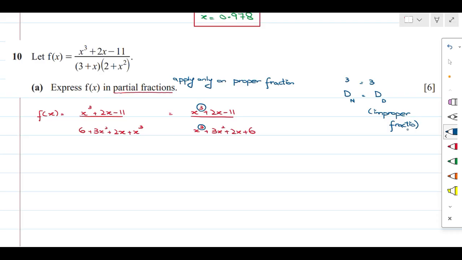So how do we convert an improper fraction into a proper fraction? We have to go through the long division method. Long division method is used to convert an improper fraction to a proper fraction.